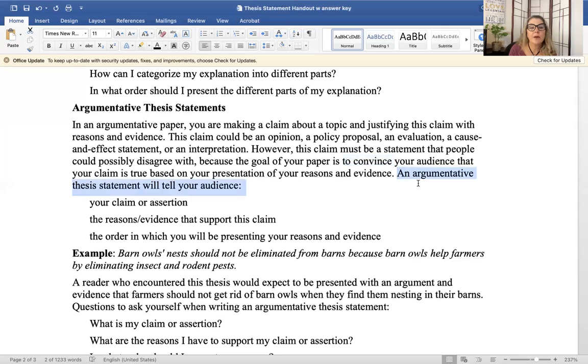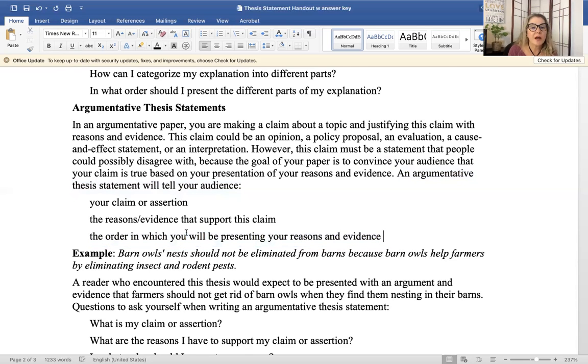Okay, now the last one here, an argumentative thesis statement will tell your audience your claim or assertion, the evidence you're going to use to support the assertion or claim, and the order in which you're going to present the reasons and evidence. Now, this last part, we'll look more at research paper thesis statements later, because the research paper is a longer paper, and you can include what is called a mini map in your thesis statement that says, I'm going to talk about A, B, and C, but it's not necessarily required. So we'll talk a little bit about that later, okay?